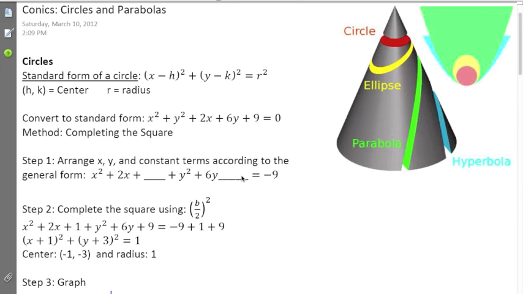This is the conic sections, and we're going to be discussing circles and parabolas.